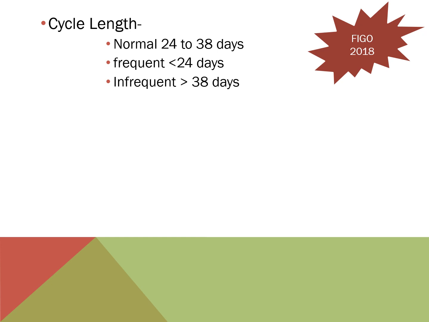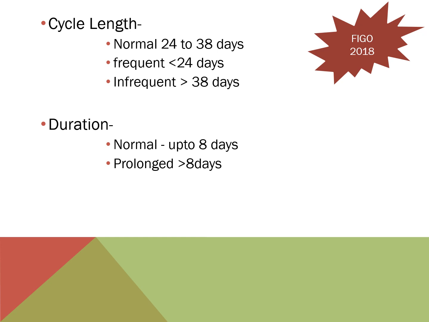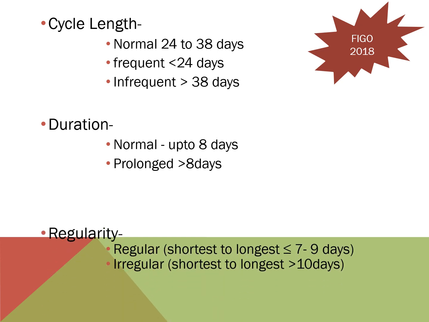That is, she is having menstrual blood loss at, say, 21 days or 20 days. She's bleeding that frequently. Then we have the infrequent cycle, which is a cycle length of more than 38 days. She is having menses after 2 or 3 months. That is an infrequent cycle. Next is the duration, which means for how long she bled in that menstrual cycle. Normally we take it as up to 8 days. Anything more than 8 days is known as a prolonged duration.